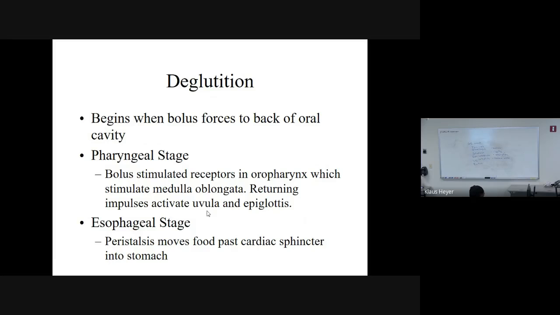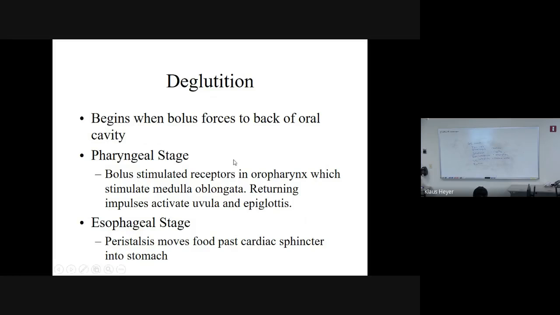So I jumped around, so let me go back up a little bit here. You have receptors at the back of your mouth in your oropharynx. They stimulate the medulla oblongata. The medulla oblongata sends messages back to 2 places. Your uvula. Your uvula is going to block your nasal passage, so the food doesn't go up your nose.